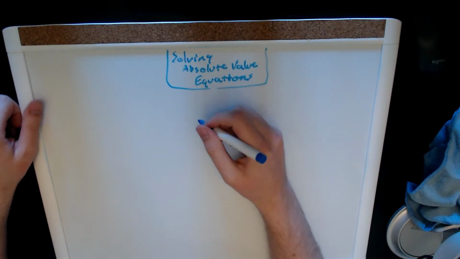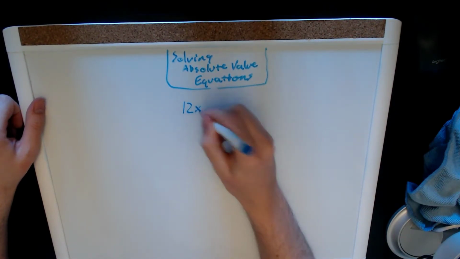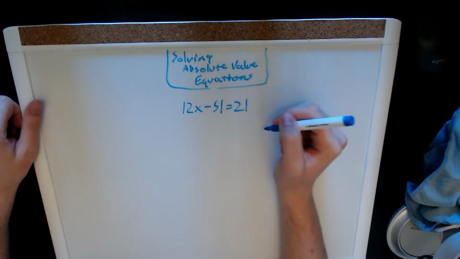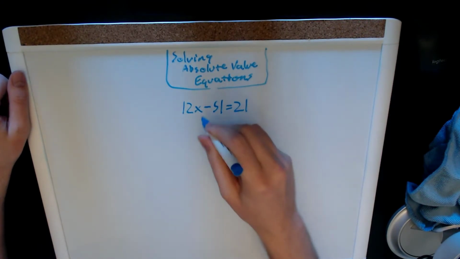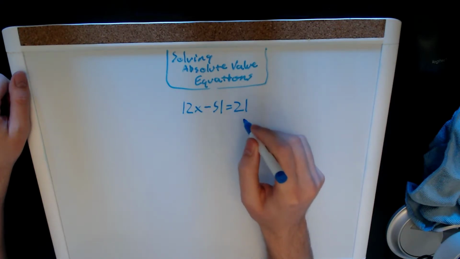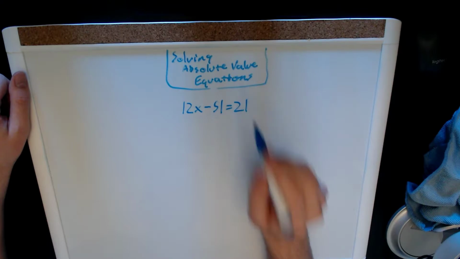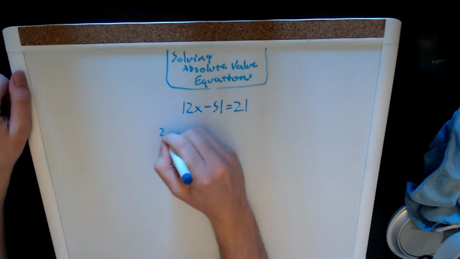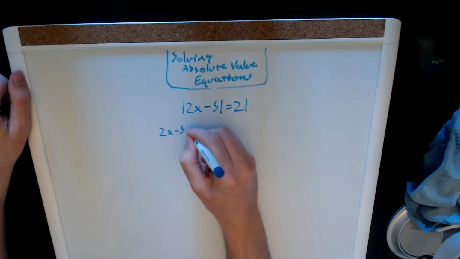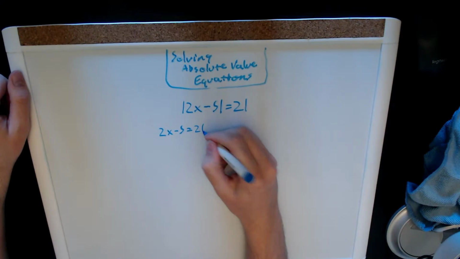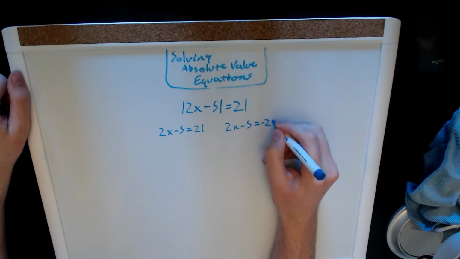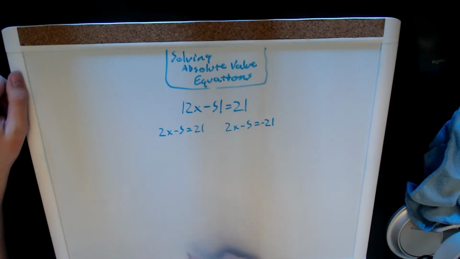Let's say we had the absolute value of 2x minus 5 equals 21. Well, like I said, we'll take what's inside the absolute value ticks and set it equal to positive or negative the other side. So we have 2x minus 5 equals both 21 and negative 21. And then we solve from there.